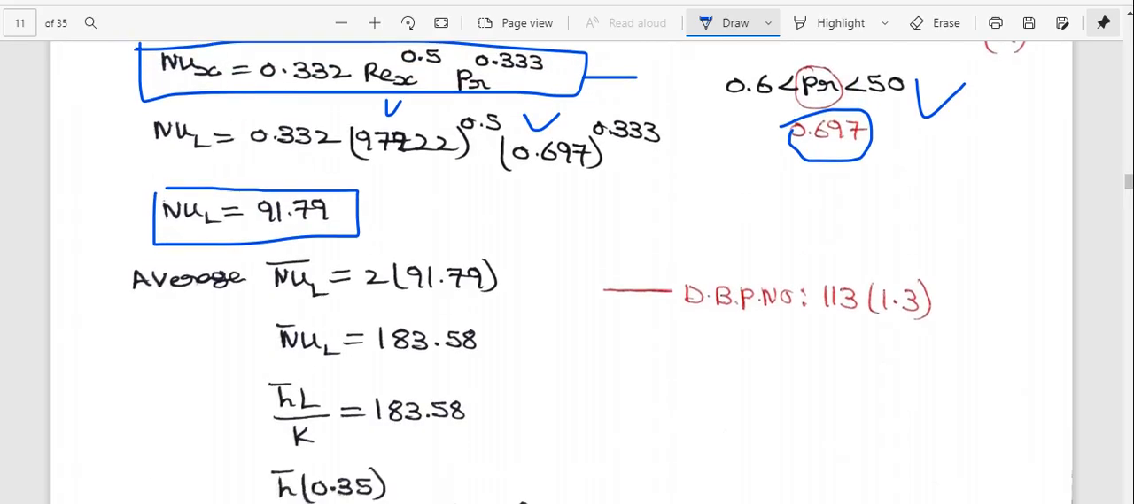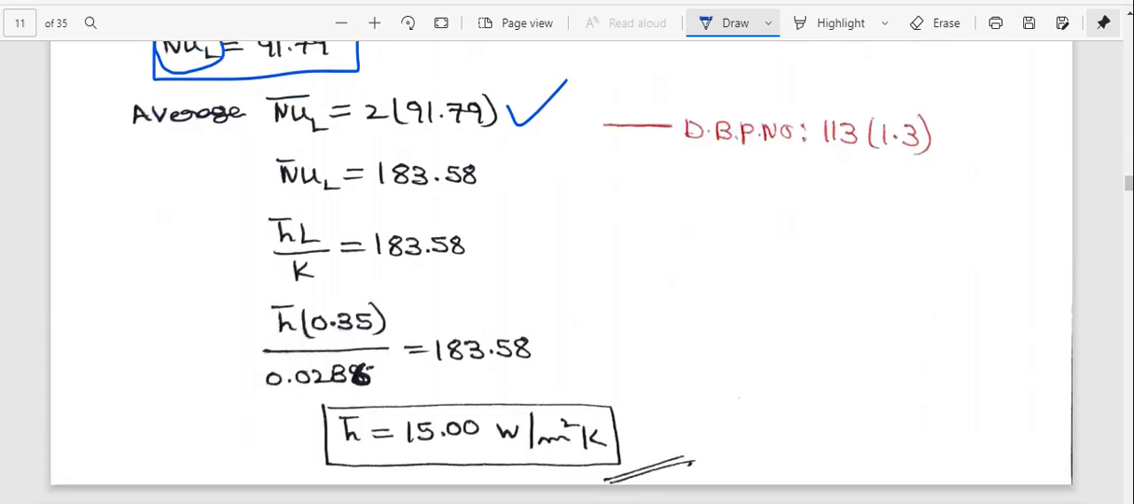So here NuL is the average value, and we want the average value. So the average NuL bar is equal to double the Nusselt number, so 2 into 91.79. So here what is the NuL bar value? The bar indicates the average value.